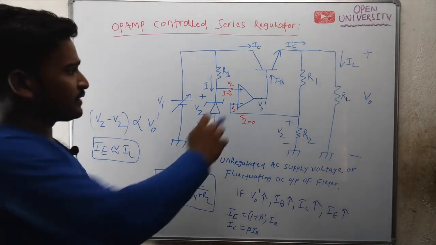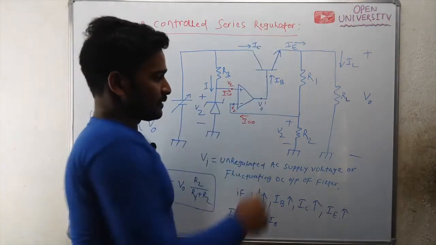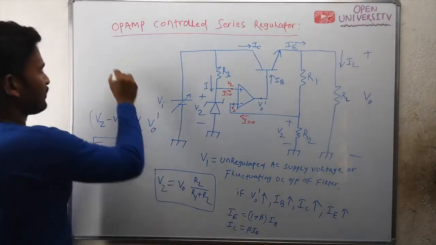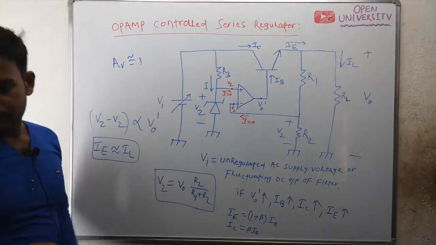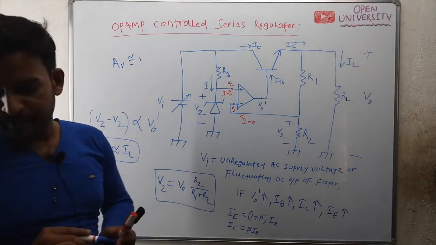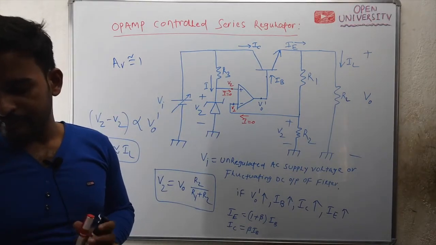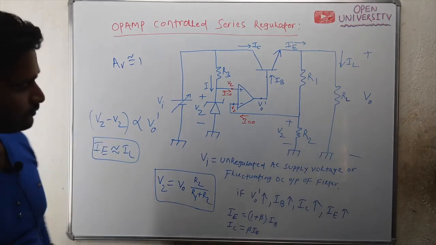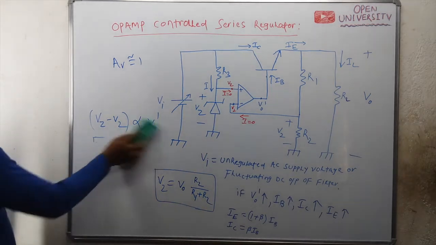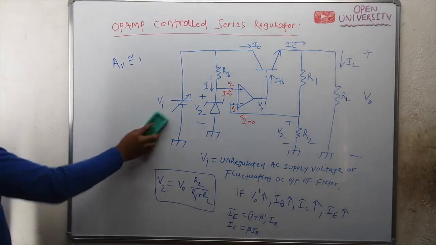The voltage gain, write down the voltage gain AV of this transistor is approximately 1. Voltage gain of the series transistor is approximately 1.